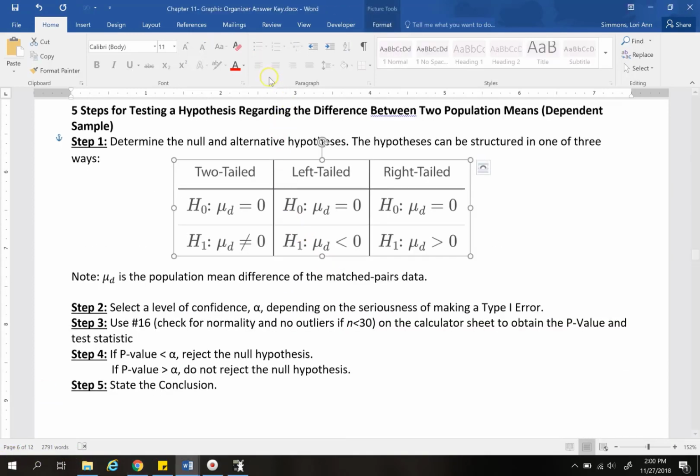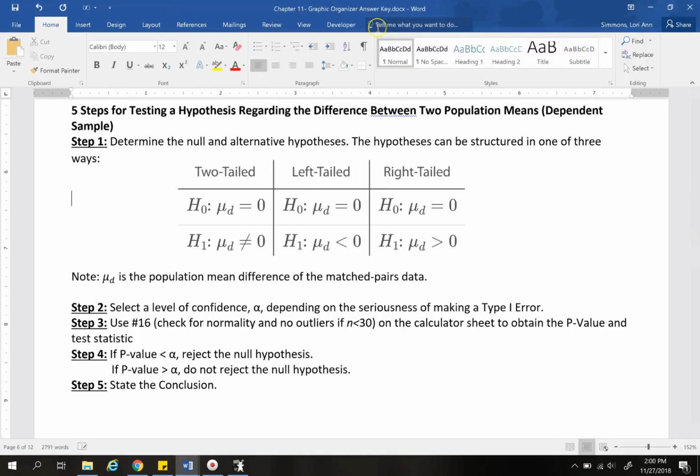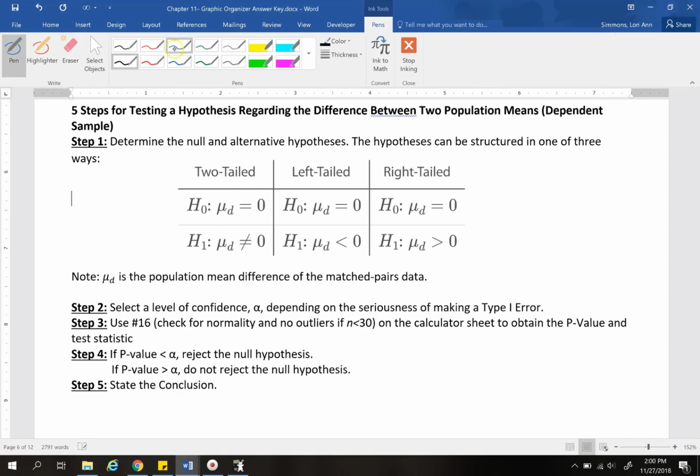Okay, before we move on to the next page, let's look at mu sub d equaling 0. How exactly did they get that? So before with proportions, we worked with the proportion equaling the other proportion. So you can do that with the means as well. If you subtracted mu sub 2 over on both sides, this one would cancel, and you'd be left with mu sub 1 minus mu sub 2 equaling 0.